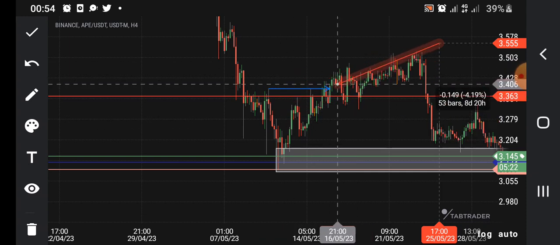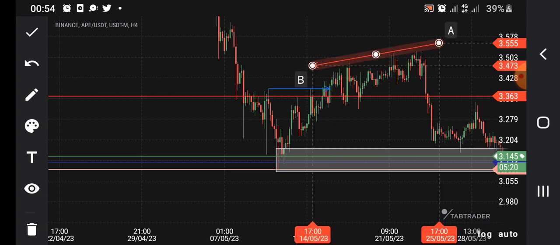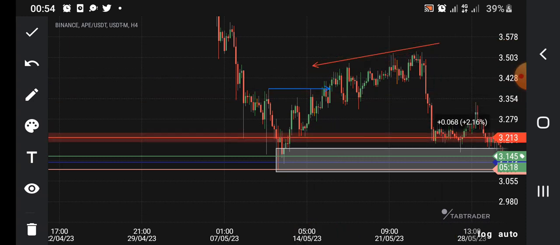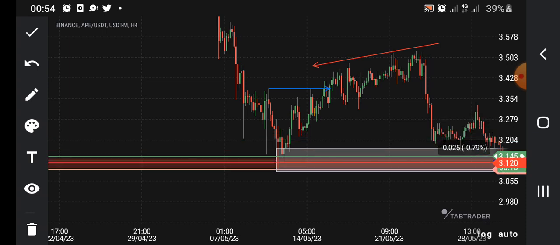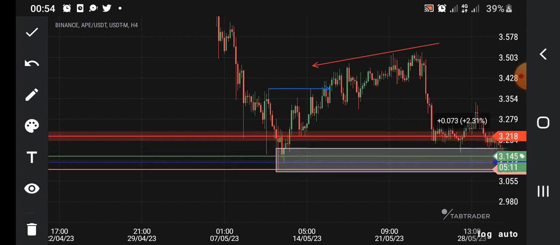Then what produced this high? Is this low right there? You can say it is this low or this low here. So you want to wait for price to come down here before you do what?